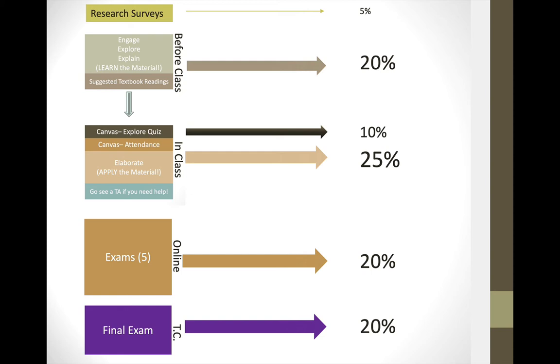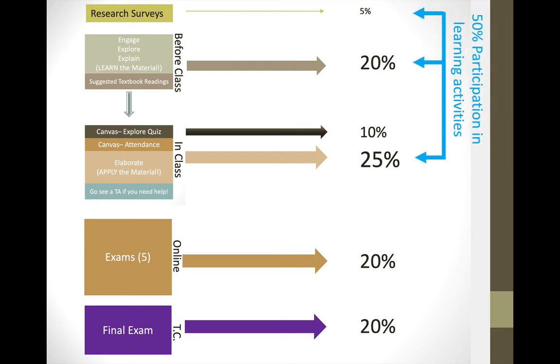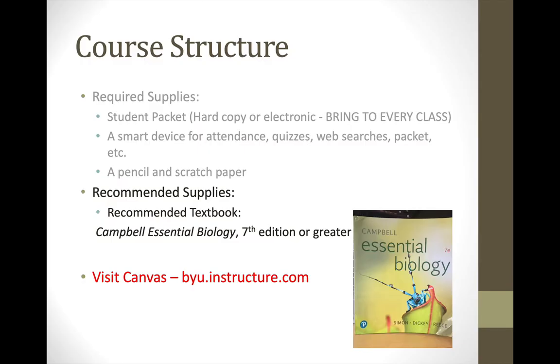Then you come to class, 10% for your Explore quiz, and then 25% for just clicking that you were there for class. That's how important I feel the Elaborate materials are for your learning. 20% for exams and 20% for the final. So what this means is that 50% of your grade is just for participating in learning activities. So you automatically have 50% of your points if you'll just participate in what I've prepared for you to learn the material. And then the other 50% is assessment to make sure you're really internalizing what we're talking about in class. Okay, so now that we've talked about the course structure, the required supplies, we're going to go ahead and visit Canvas and I'll show you around the class.